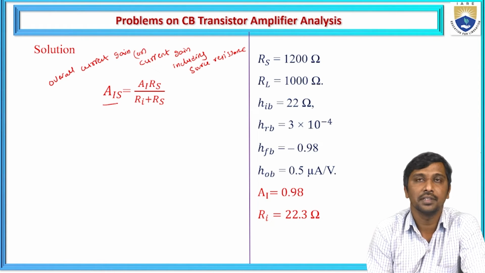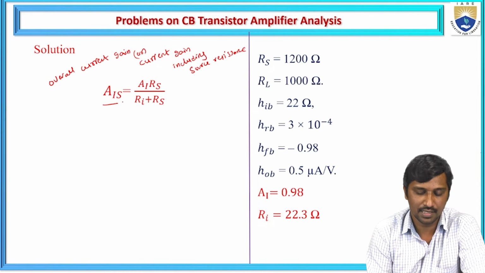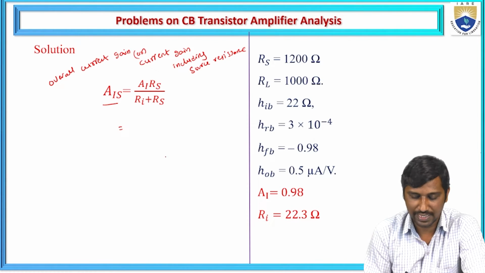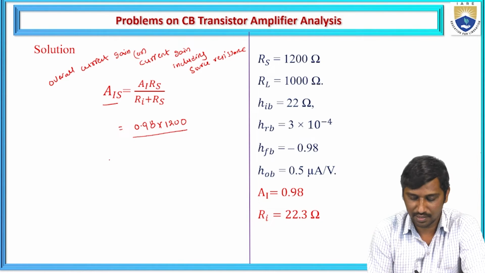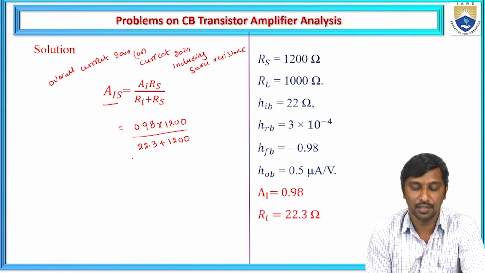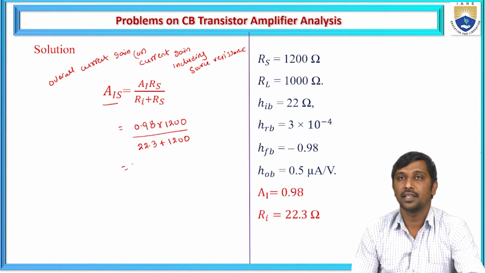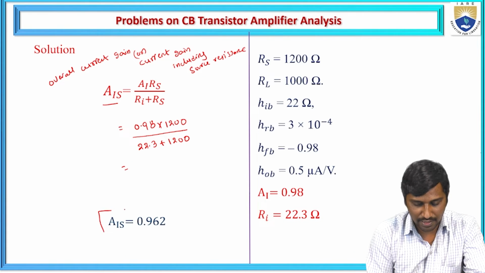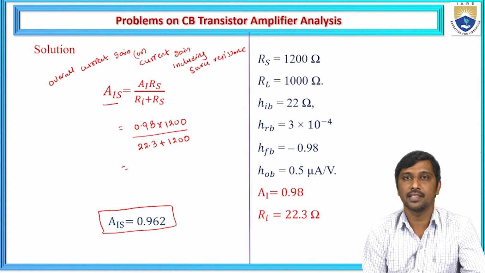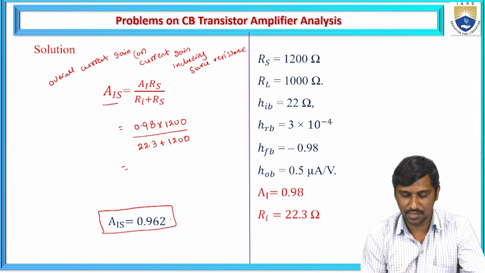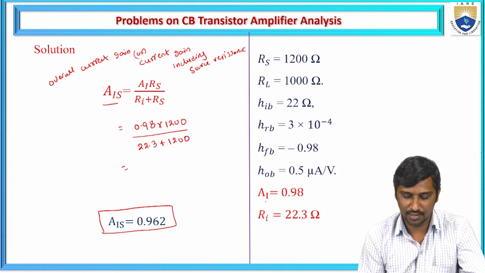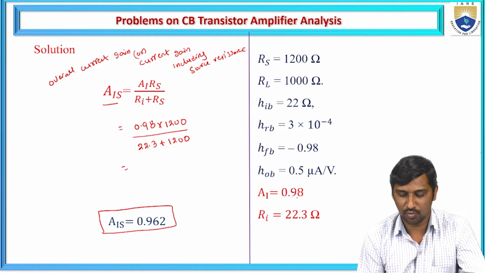So here we are going to calculate the overall current gain in terms of the source resistance, hence I am going to utilize the current gain, that is Ai times Rs by Ri plus Rs. So we know that the Ai value is 0.98 and Rs is 1200 ohms by Ri is 22.3 plus Rs is 1200 ohms. We can solve this ratio, then it gives that the overall current gain, including the source resistance, is equal to 0.962.